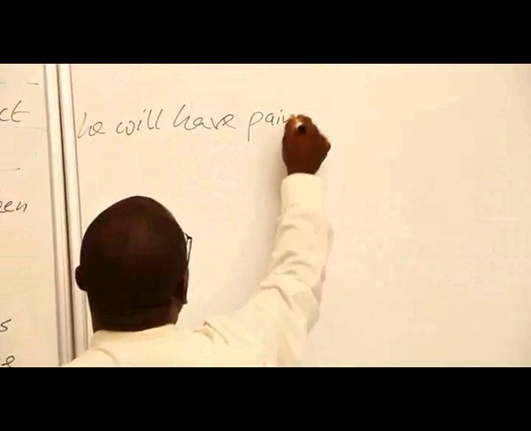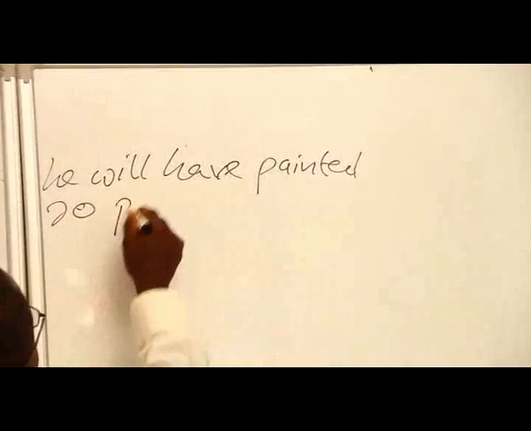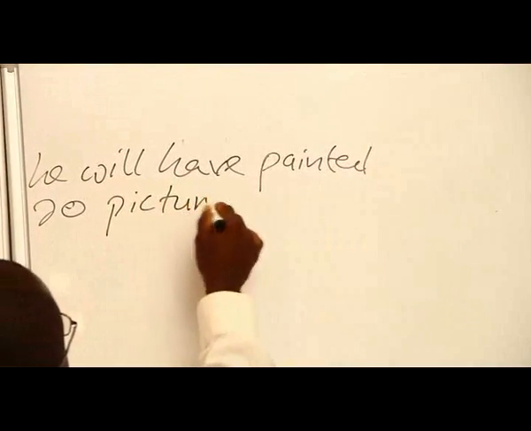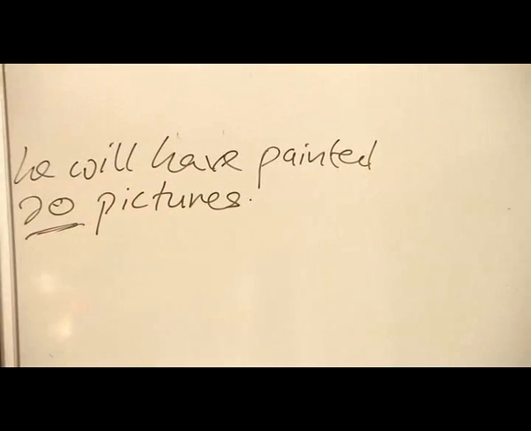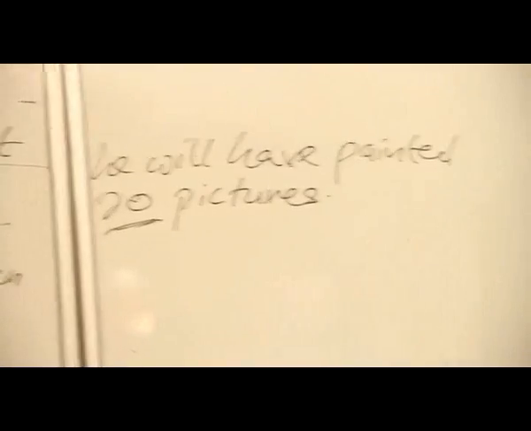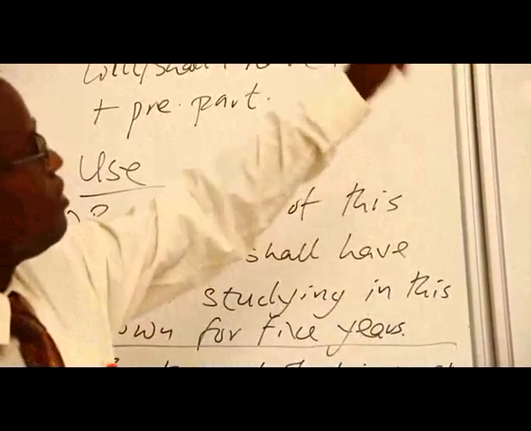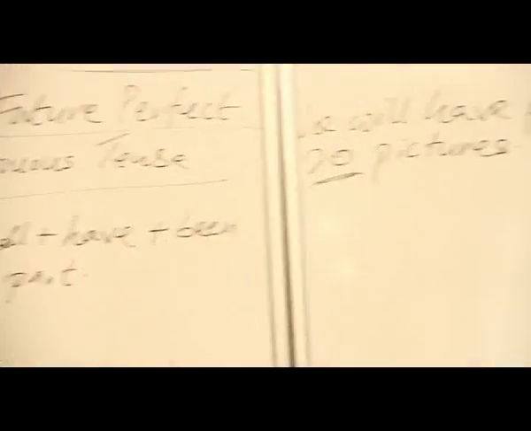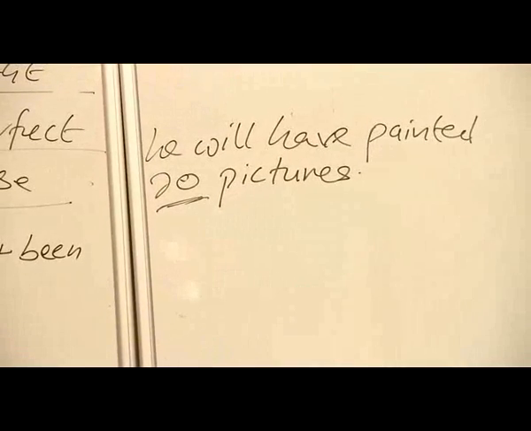Painted 20 pictures. The use of 20 here indicates that it will be difficult to use the future perfect continuous tense, because it therefore will read, by the end of this week, he will have been painting 20 pictures. That is not possible, because it means the process of painting the 20 will kind of be continuous.